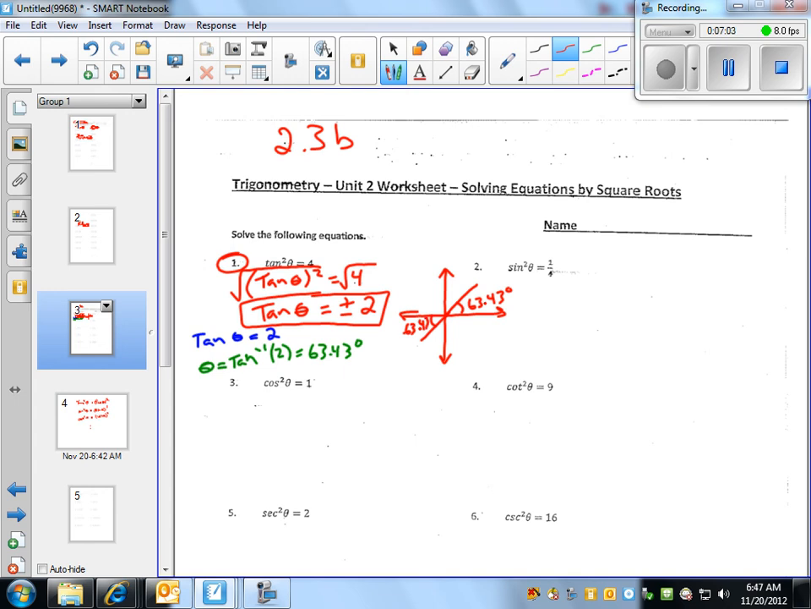But tangent is negative in quadrant 2 and quadrant 4. And so my reference angle is right here, 63.43, and right here, 63.43. And so ultimately, instead of the last problems where we were solving with just a positive or a negative, when I have a positive and a negative, I'm actually looking for 4 different angles here. So my answer to this problem is going to be 4 different angles.